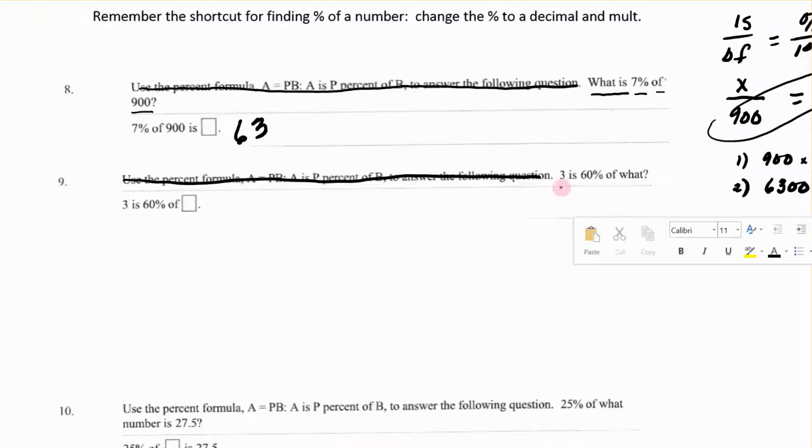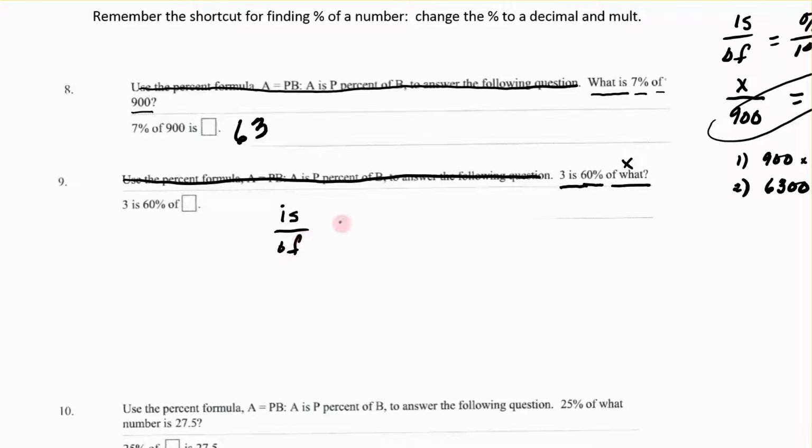And it says 3 is 60% of what? So that's going to be your x. So I start with is over of equals percent over 100. The is number, 3 is of what? That means that's your x. 60 is the percent, and it's always over 100.